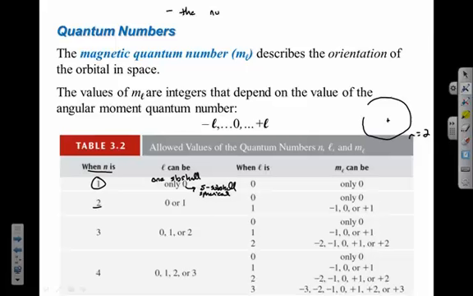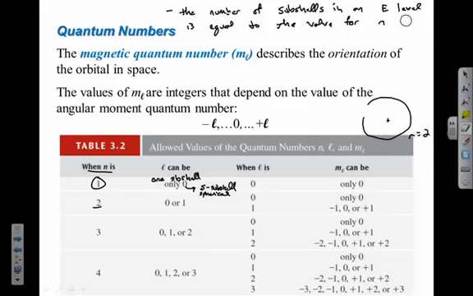The number of subshells in an energy level is equal to the value for N that describes that level. Right, so if we're talking about energy level N equals 1, there's one subshell. In N equals 2, there's 2 subshells. In N equals 3, there's 3 subshells. In N equals 4, there's 4 subshells, and so on and so forth.